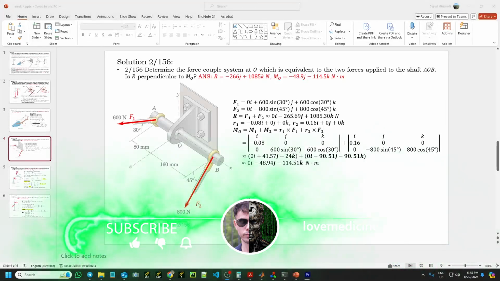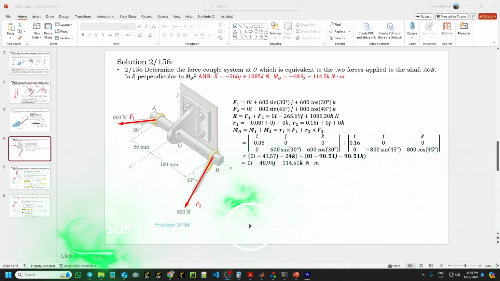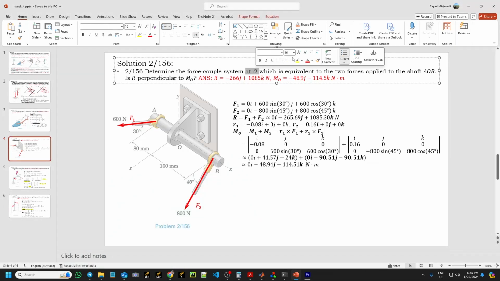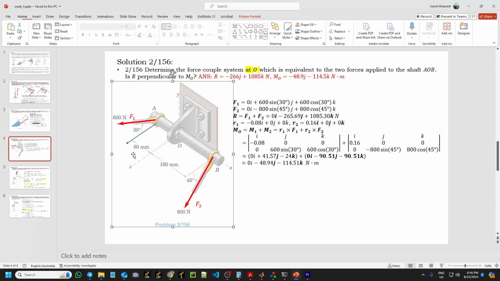Okay, question number 156. Determine the force couple system at O. So at O, it means that you need to find the moment of these two forces at the point O. So let us first find the components of F1. This is one component, and as you see, this component is in positive z direction.